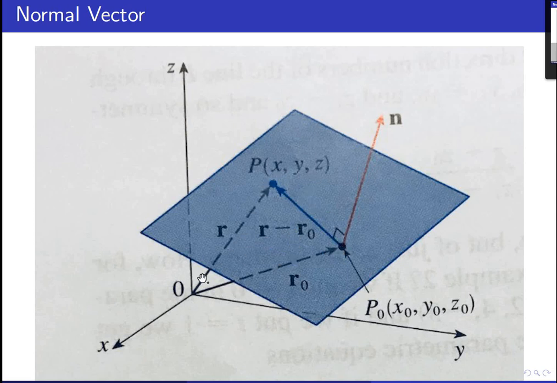So if I have a norm here, this norm is perpendicular to r naught. It's also perpendicular to r minus r naught, and it's also perpendicular to r. If we were to move it just here, you will see that a norm is perpendicular to every line that's on a plane.